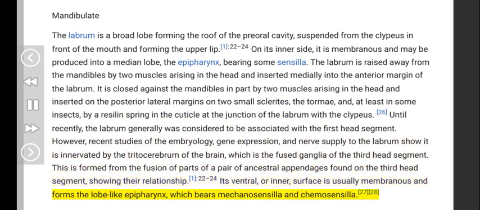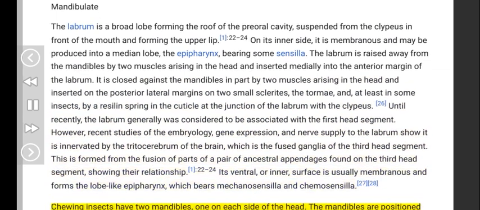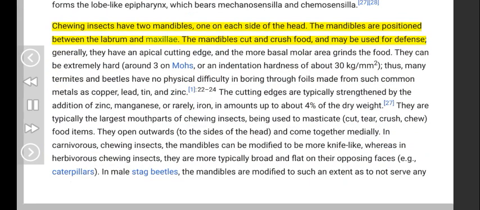chemosensilla. Chewing insects have two mandibles, one on each side of the head. The mandibles are positioned between the labrum and maxillae. The mandibles cut and crush food, and may be used for defense. Generally, they have an apical cutting edge, and the more basal molar area grinds the food.